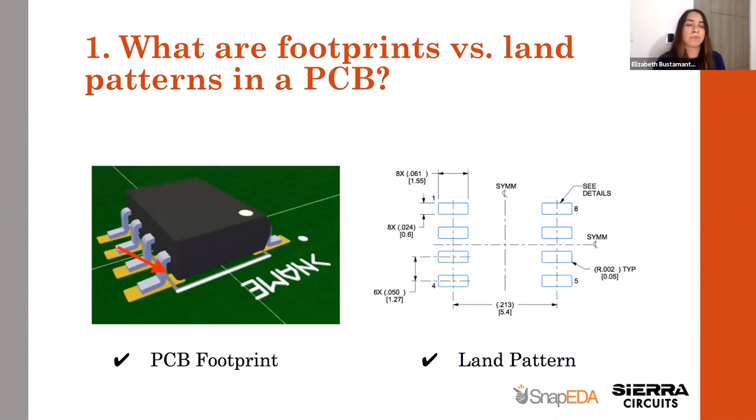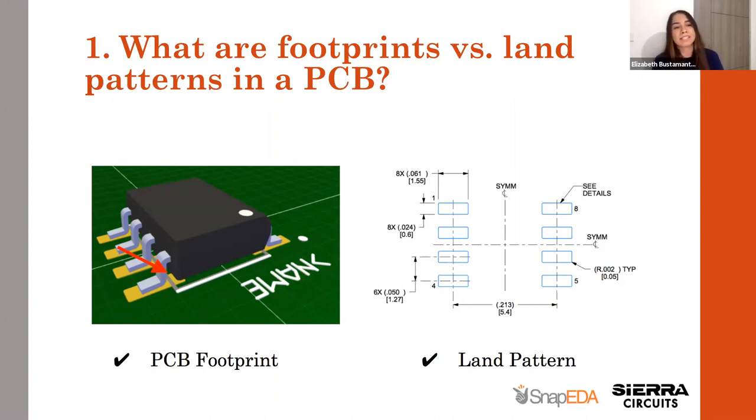So let's just get started with the basics. The question is, what are footprints versus land patterns in a PCB? I think this is a really good question because we usually think about these terms as if they were just the same thing, right? But if you put a component into sand, it will leave an imprint. That imprint will be a footprint. It's just its actual physical size. I found this example on the internet. It's a really good example, so that's why I wanted to share it with everyone.